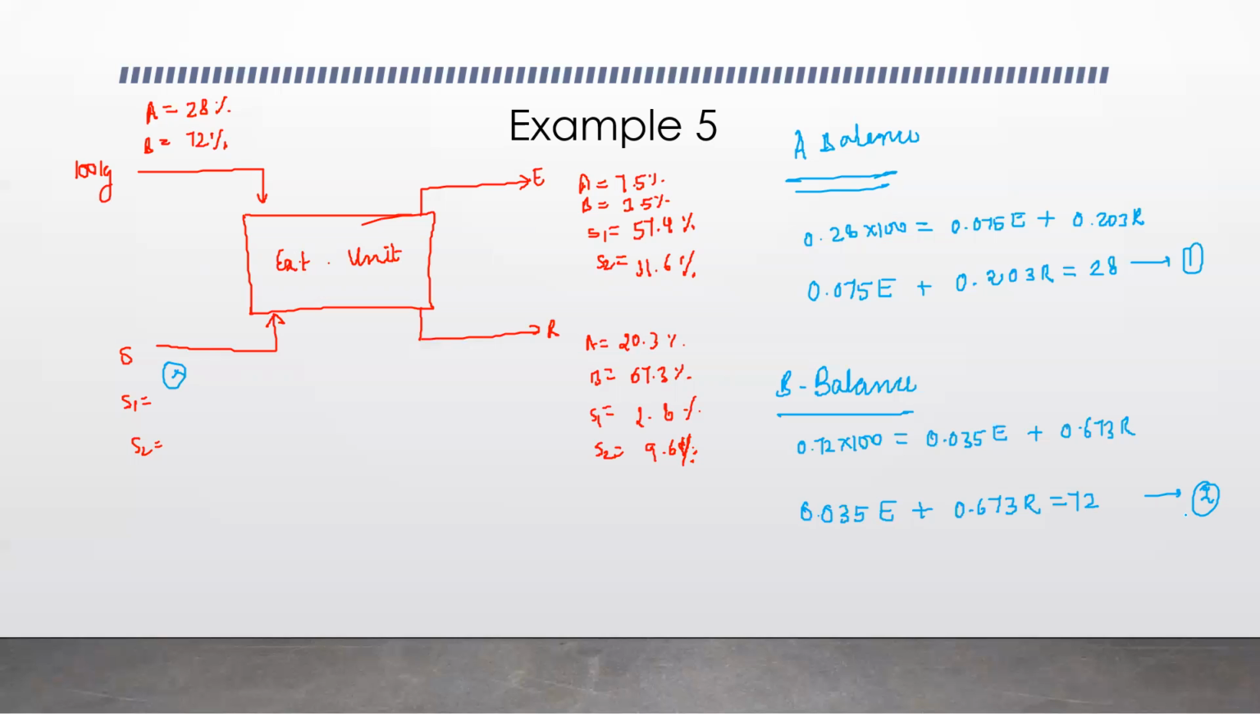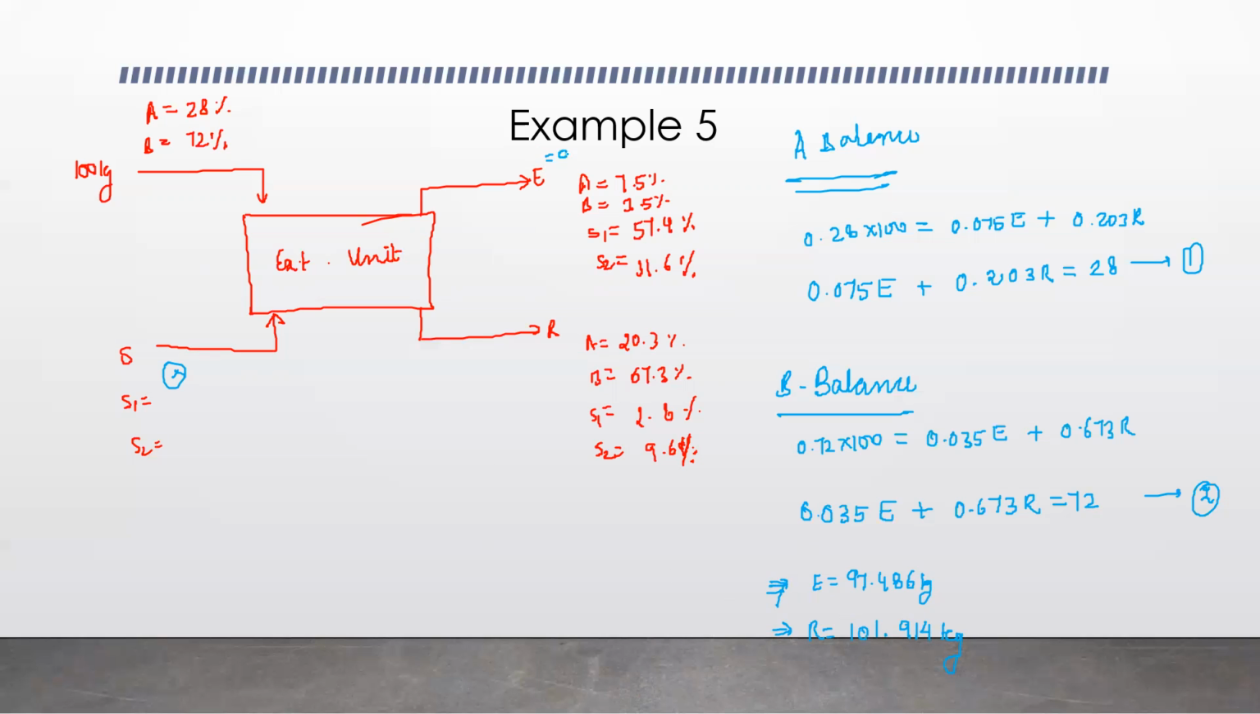All right. So 0.035 E plus 0.673 R is equal to 72. All right. So once we have got these two equations, hence we can find E and R since we have two equations and two variables. So E is equal to 97.486 kg, right? And R is equal to 101.914 kg. Right? E and R. These are the two values we have got.